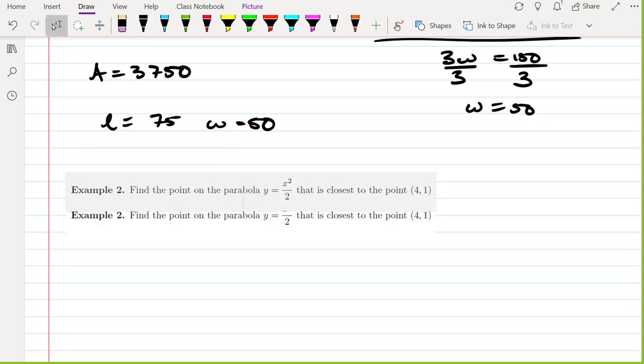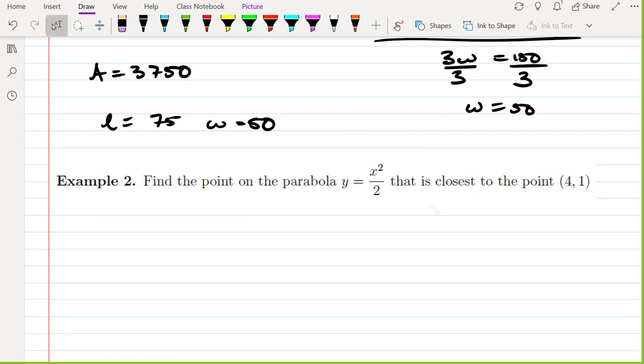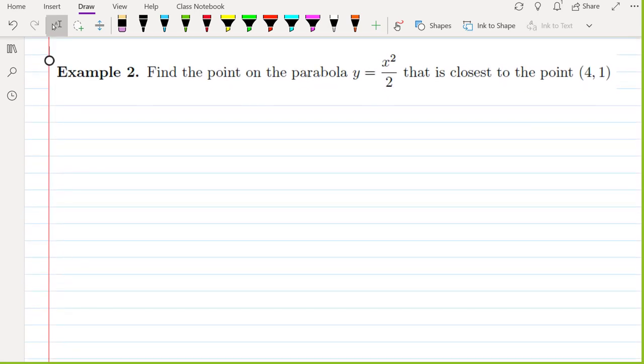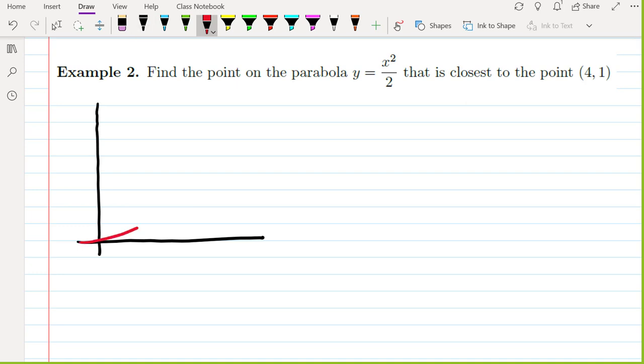So example 2 says, find the point on the parabola y equals x squared over 2 that is closest to the point (4, 1). So let's draw a picture. We've got a parabola, y equals x squared over 2. It's going to look something like this. That's our parabola. And then we have some point, 1, 2, 3, 4, 1.